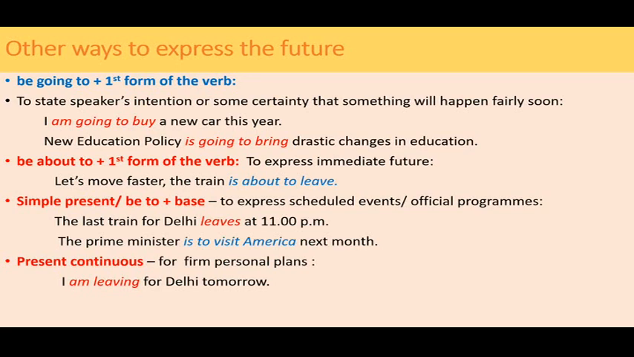The Prime Minister is to visit America next month. This is another form of expression to show the future tense. Here we have used be plus to plus base. The Prime Minister is to visit America next month. Present continuous tense is also used for the future, and it is used for personal plans when we have planned something personally. I am leaving for Delhi tomorrow.